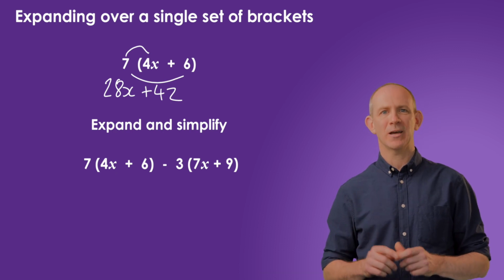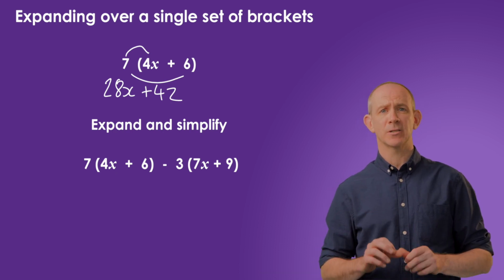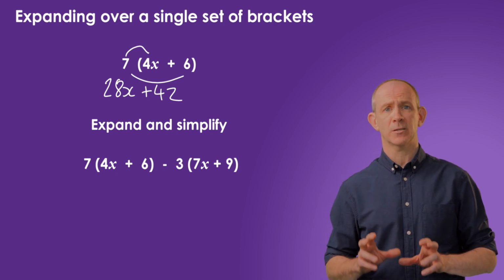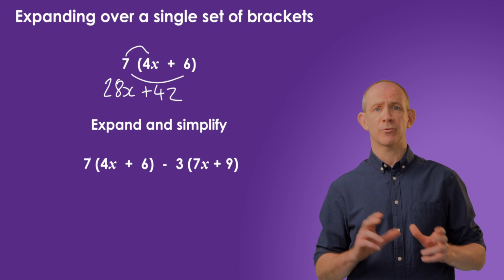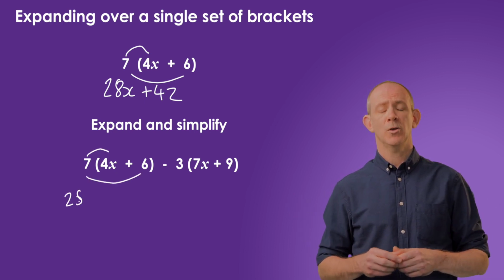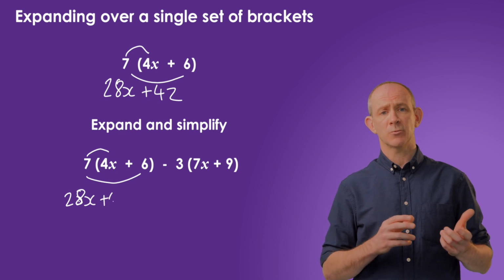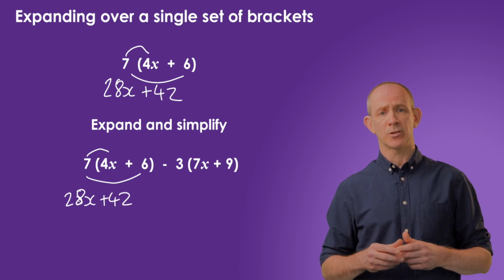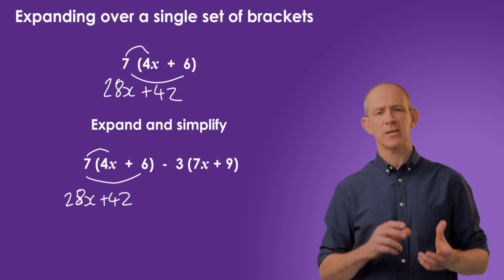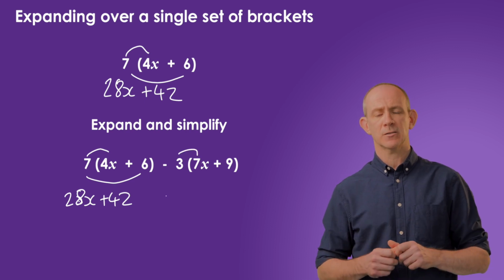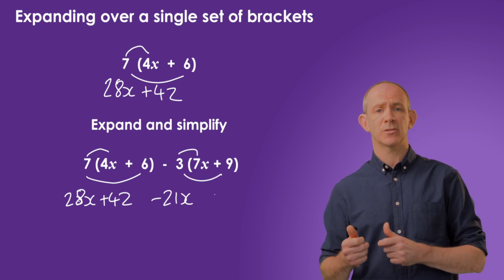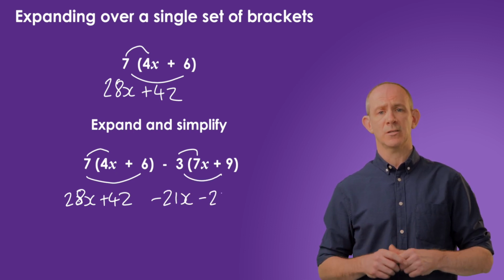In the next problem, we have 2 sets of brackets which are separated by subtraction, and we're being asked to expand the brackets and simplify the expression. First, we'll expand the brackets, then combine the like terms to simplify it. So we already know that this one's going to be 28x plus 42. The second one's got a negative coefficient outside it, so it's negative 3 times 7x, which will give us negative 21x, and negative 3 times positive 9, which will give us negative 27.